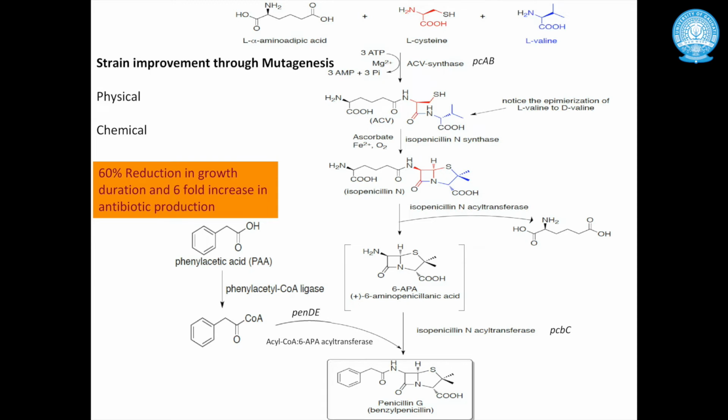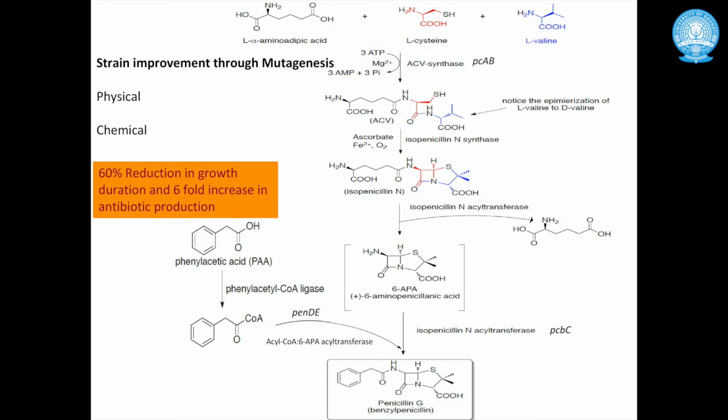This ligated intermediate, which is phenylacetic acid CoA, is converted into penicillin G in the presence of acyl-CoA 6-amino penicillanic acid acyl transferase, which is encoded by the PENDE gene. This is the pathway of penicillin biosynthesis in fungi.